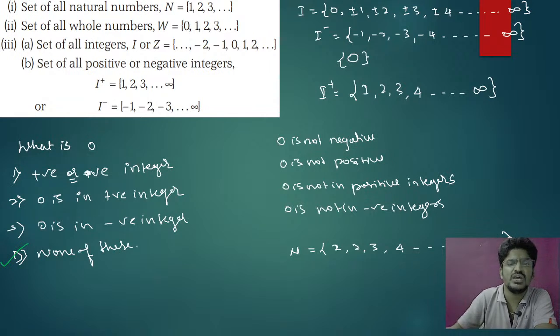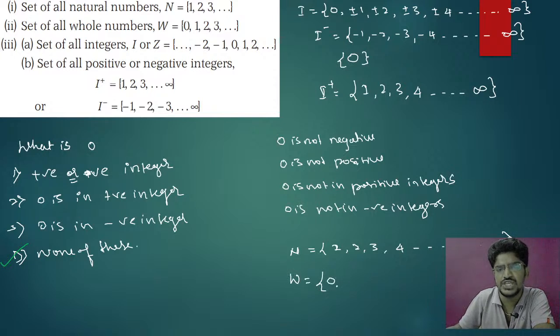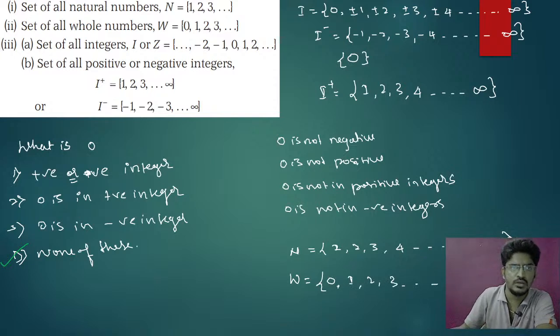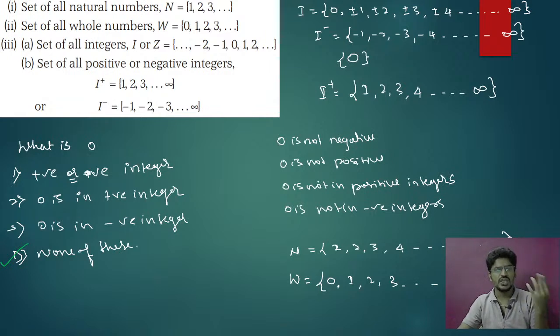And now see about whole numbers. Whole numbers start with 0, 1, 2, 3, and so on to infinity. So here you have to be clear with one concept, that is 0. 0 is neither positive nor negative. Clear? Therefore, whenever they say positive, 0 is not included. Whenever they say negative, 0 is not included. Are you getting my point?